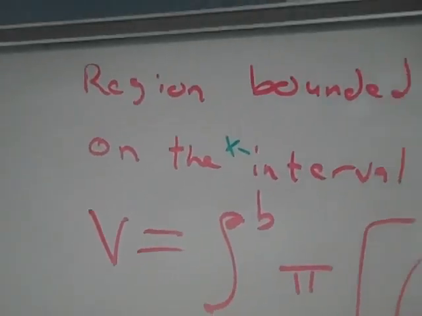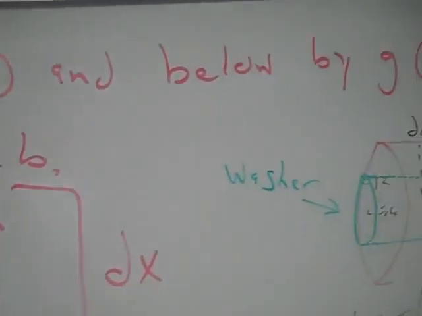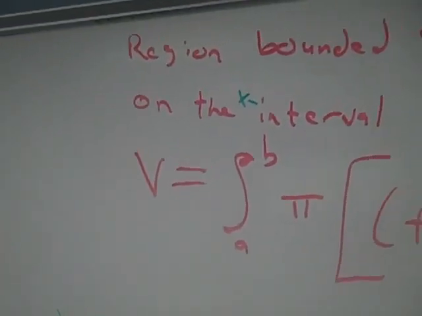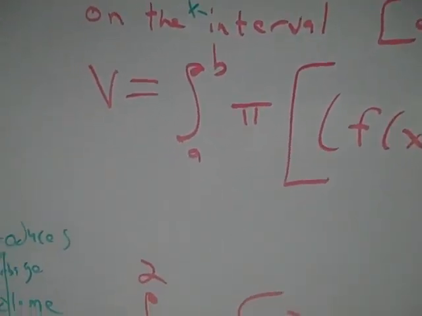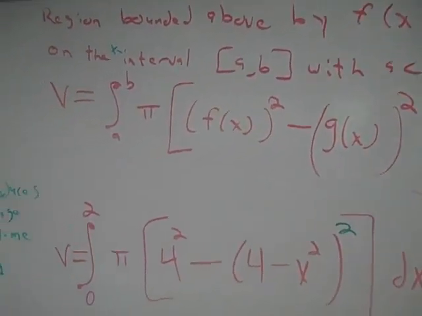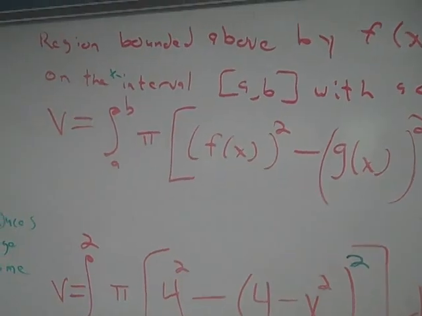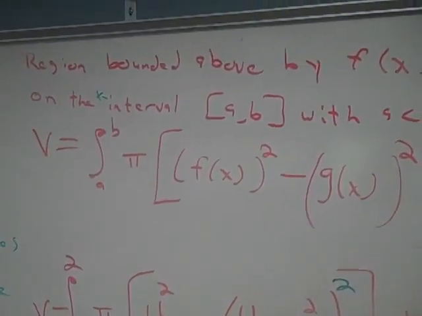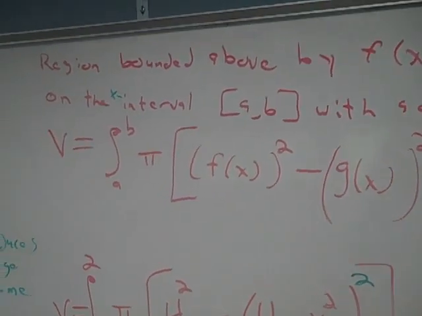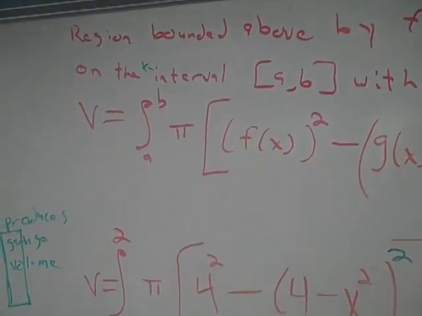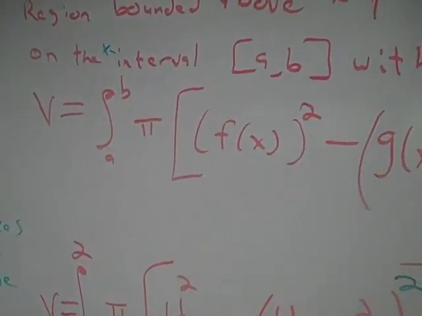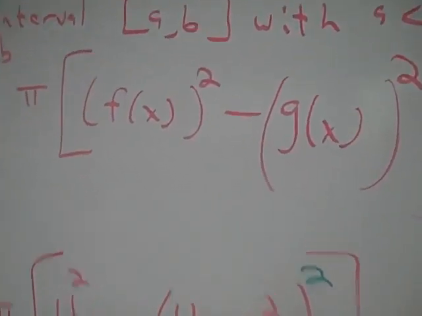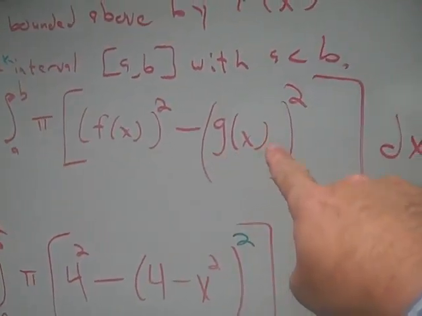So the rule for the washer method: if we have a finite region bounded above by f of x and below by g of x, on the x interval from a to b, where a is less than b, then the washer method looks a lot like the disc method. A minute ago I should have said disc and not shell. We did disc last time. I've not done shell yet. But the washer method is very much like the disc method. It's sort of an extension of the disc method. But anyway, the volume is the a to b integral of pi times, notice that it looks a lot like the disc method, but we got that minus g of x squared there.